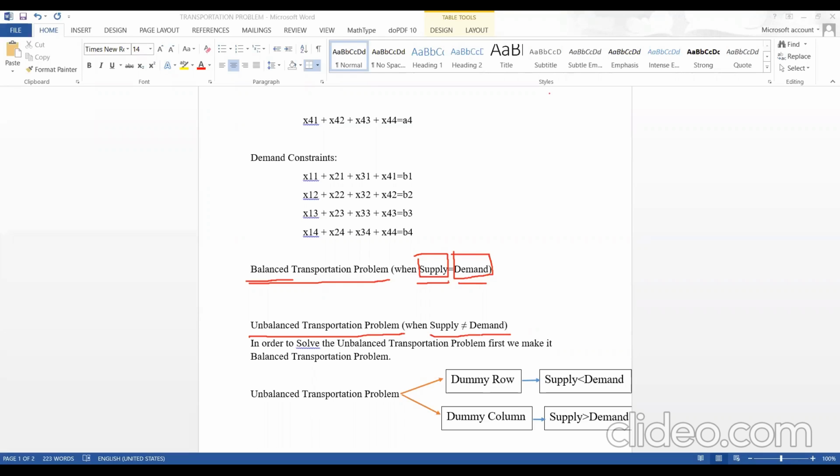Now, if you have a balanced transportation problem, that becomes very easy. There are different methods. I'll give you the names of the methods. Using those methods, you can find the solution for the transportation problem. But if you have an unbalanced transportation problem, where the total supply is not equal to total demand, then in that case, first you need to make it a balanced transportation problem. First you need to convert it to the balanced transportation problem. Is that clear?